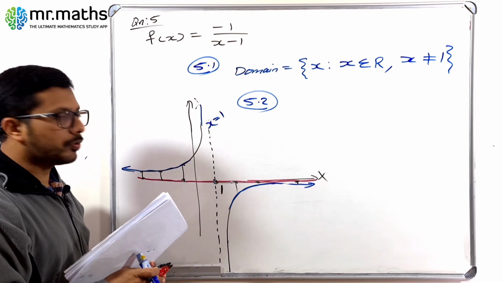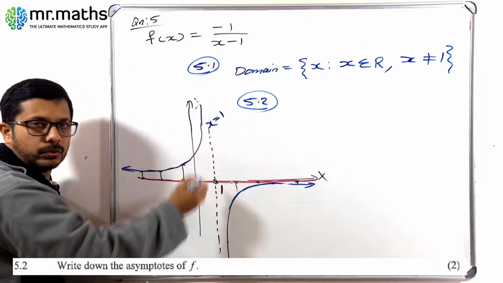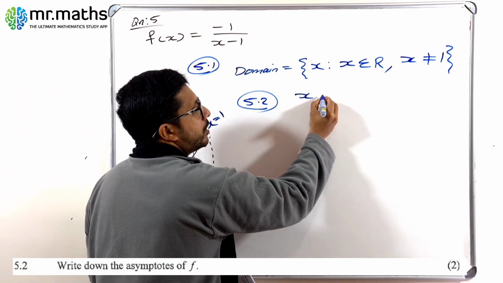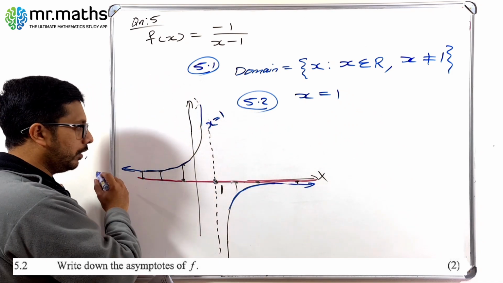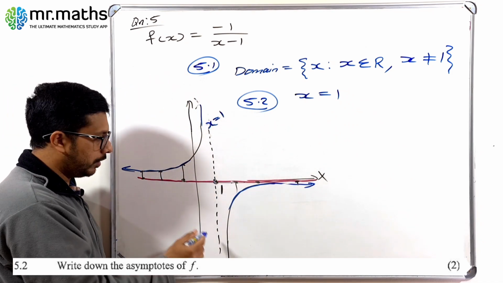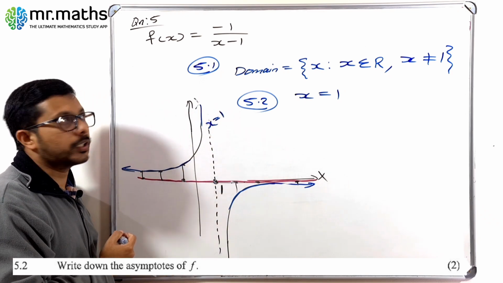So one asymptote we already said. What is one asymptote? x is equal to 1. So you have to write x is equal to 1 is one asymptote. Then what about the second? Which asymptote is x is equal to 1? Vertical asymptote. So what about the horizontal asymptote?